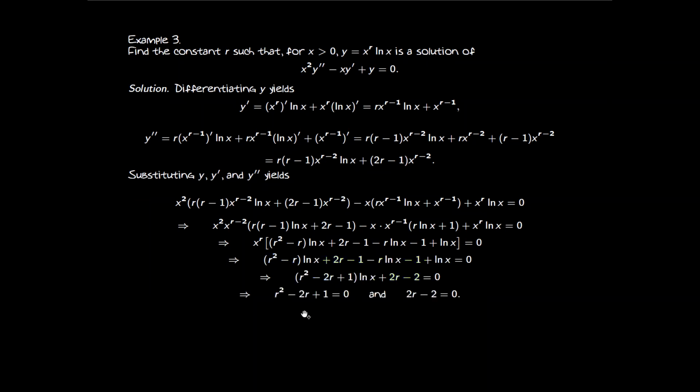That forces us to get r squared minus 2r plus 1 equals 0, which is the coefficient for the natural log, and 2r minus 2 equals 0 as well. From these two equations, you get the same solution, namely r equals 1. So we get the conclusion: in order to get a solution of this format, r has to be 1.